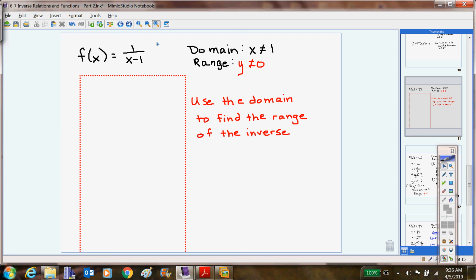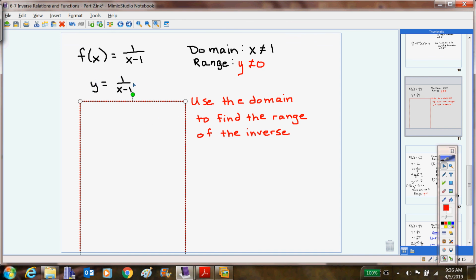So I have my original f of x function as 1 over x minus 1. The domain is x does not equal 1 because why? It would result in a 0 in the denominator. We can't have that. So y cannot equal 0 because there would be no way to divide 1 by anything that would give you a 0. But we will see a little later how we can find that out and explain it better.